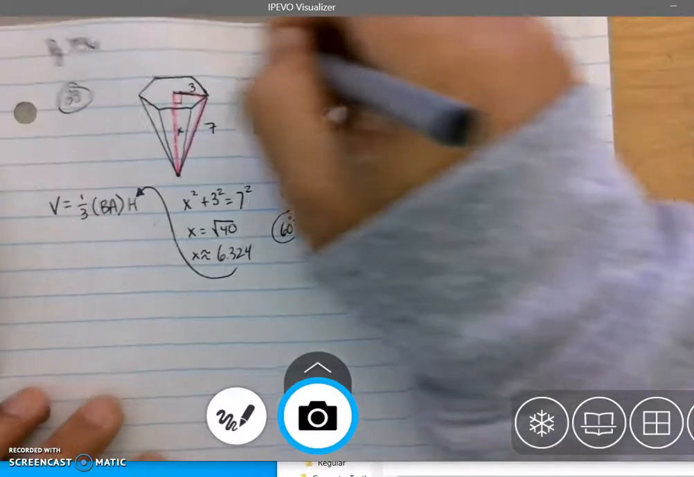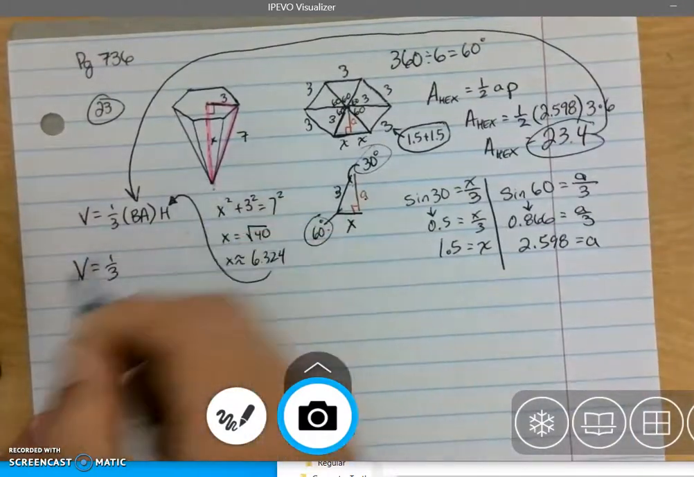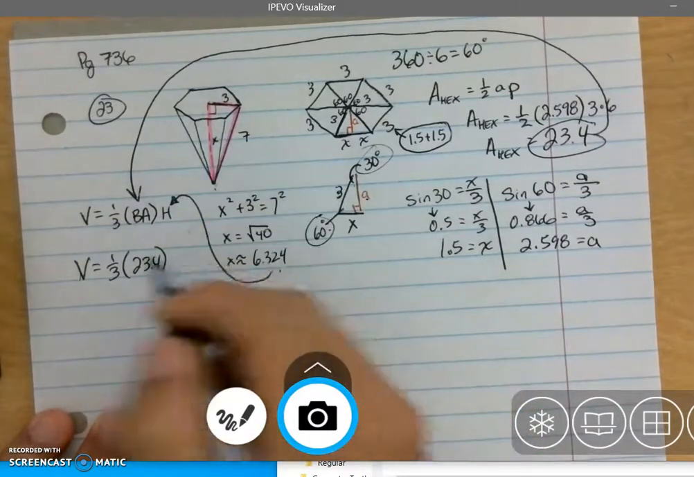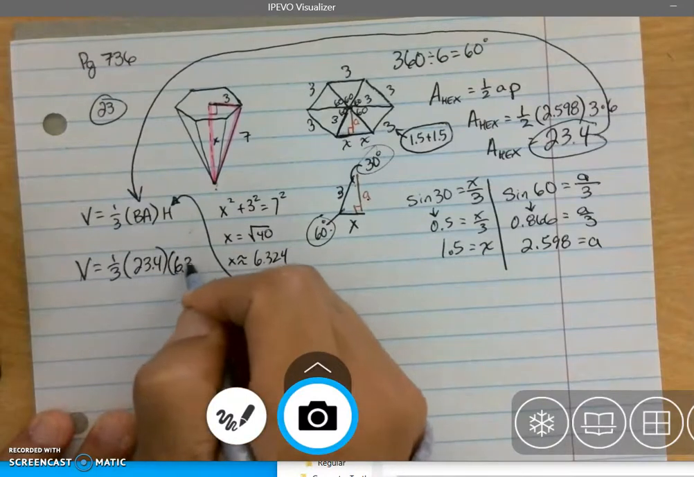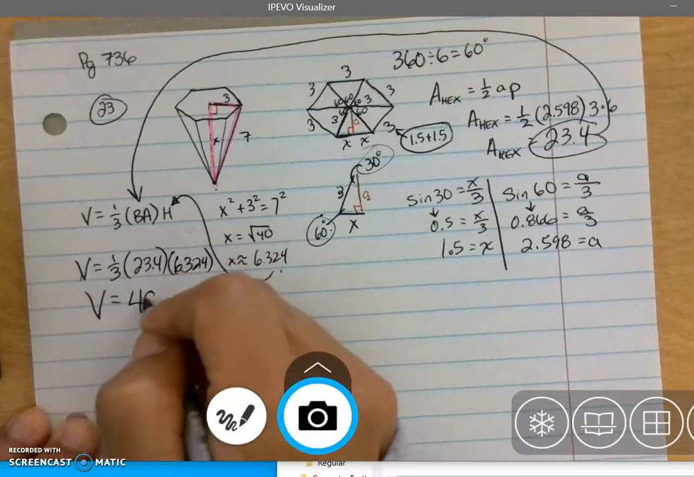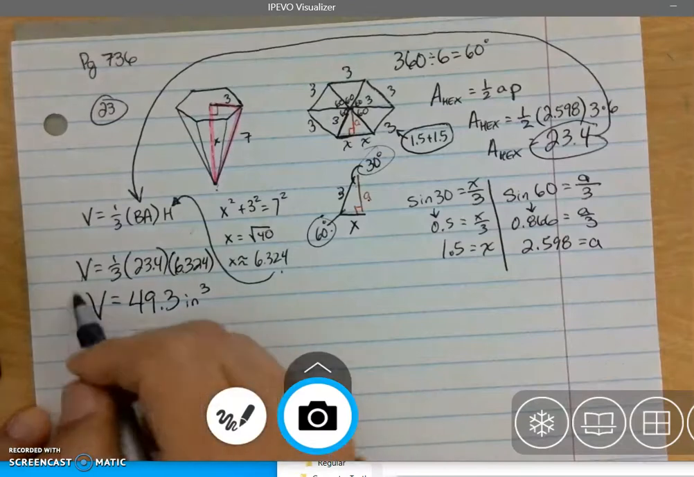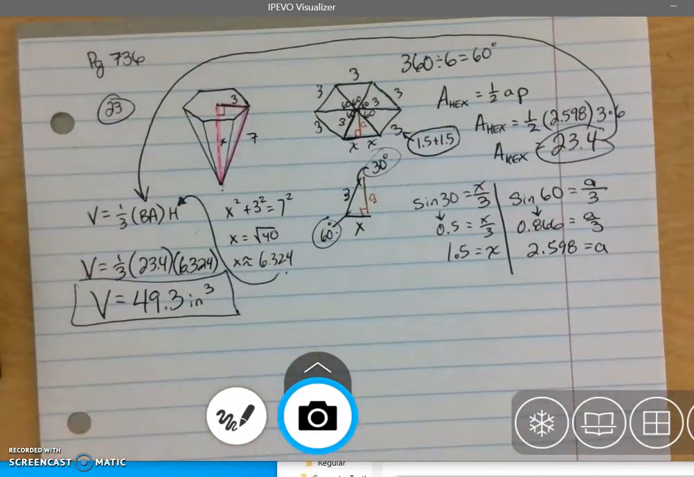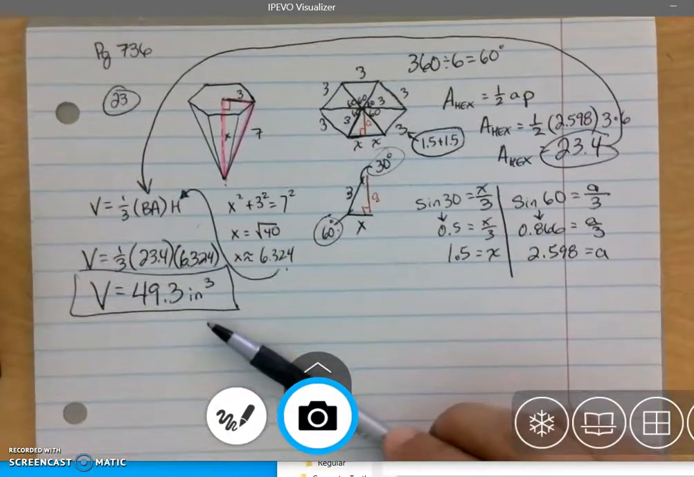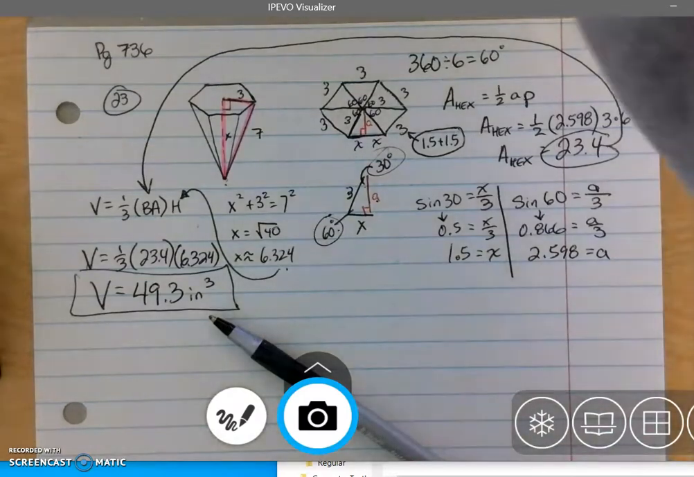That 23.4 comes right here. We go 1/3 because it's a pyramid. Base area is 23.4. We calculated the height using the Pythagorean theorem. This is 6.324. Throwing all of that in the calculator, saving time, 49.3 inches cubed. Now this is a pretty involved problem, but if you can handle this, figuring out the base area, Pythagorean theorem, trig twice, throw it into the volume equation, you pretty much understand everything in chapter 11.